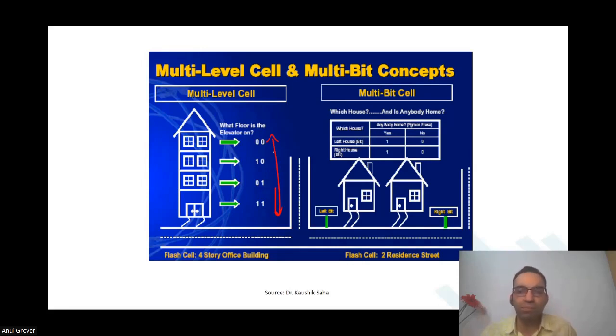What happened in the multi-level cell? In one cell, in one transistor itself, I have stored 2 bits. I could actually have used 2 transistors also, each to store 1 bit. So that is a multi-bit cell, and the first one that we talked about is a multi-level cell.